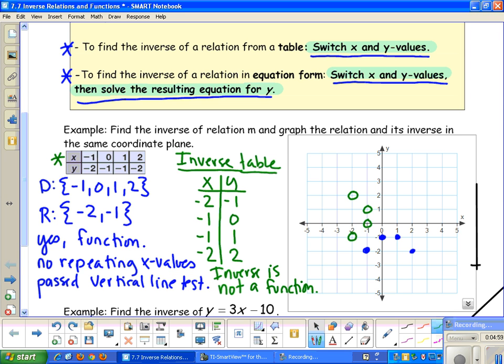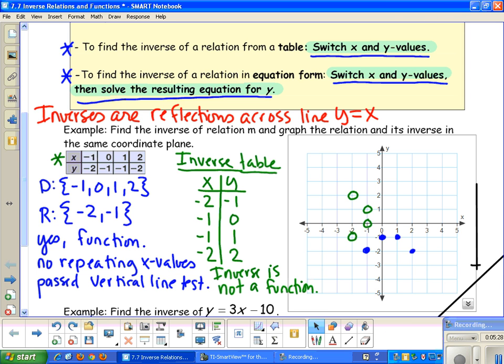Another cool thing that we can talk about is the fact that inverses are always reflections across the line y equals x. So I'm going to write that down too. So, inverses are reflections across the line y equals x. So if I were to draw a line using a ruler on my graph, the line y equals x, I'm going to put my arrows on because it goes on forever.